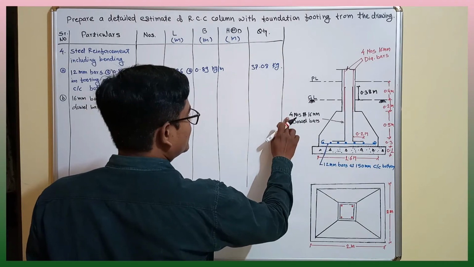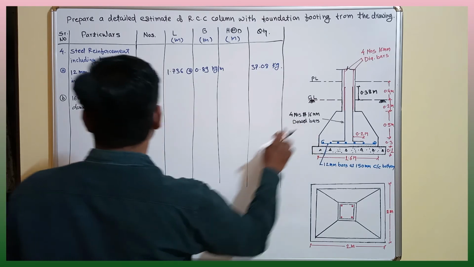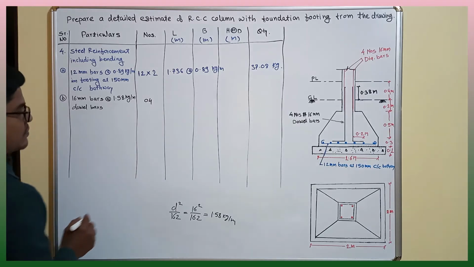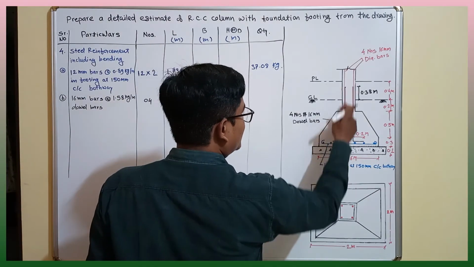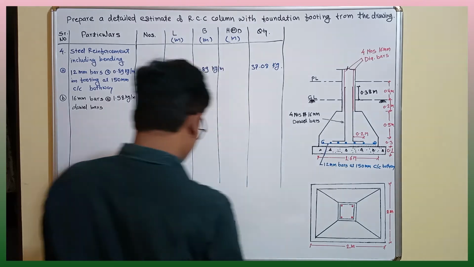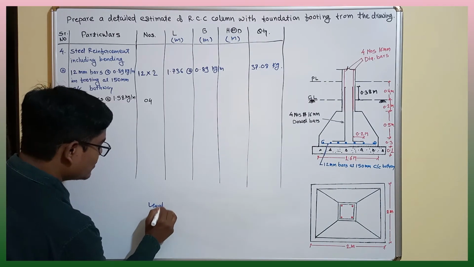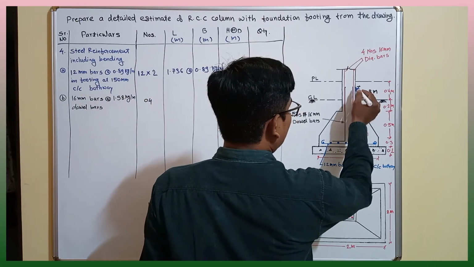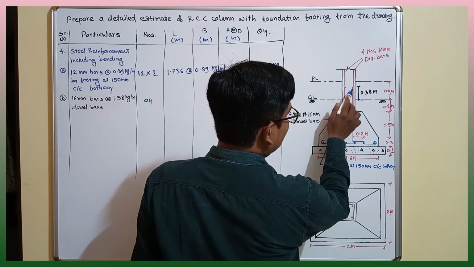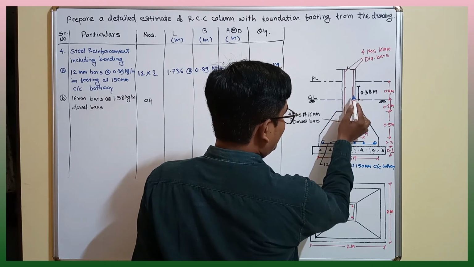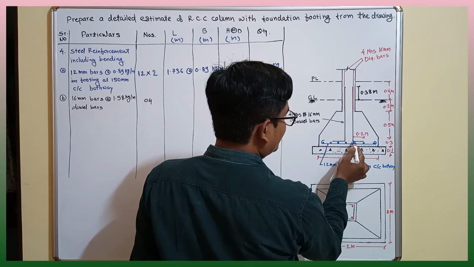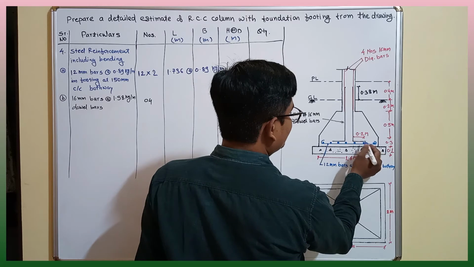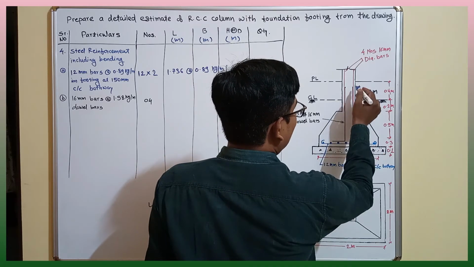So in cross section they are given the 4 numbers of dowel bars. So I will write here 4 numbers. Now we have to calculate the length of dowel bar. So length is equal to, so see here, the length of this dowel bar is from this end, it is bent at 90 degree, and this is the last end. So what is the length?